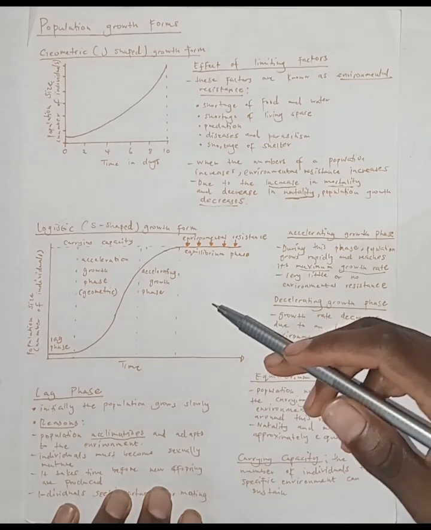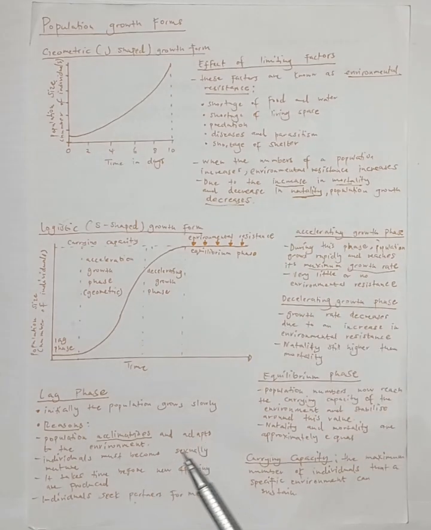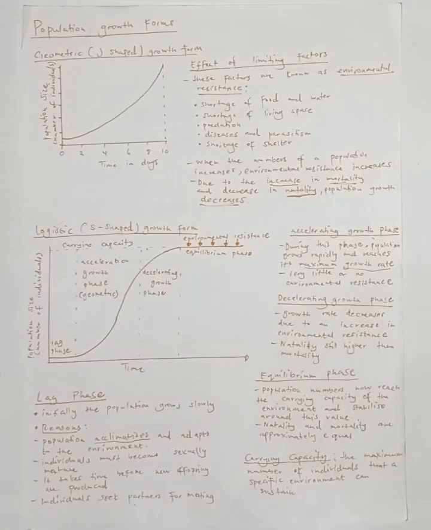So moving on, it acclimatizes and adapts to the environment. So that means the population gets used to this new environment that it has moved into. And then individuals must become sexually mature. Then it takes time before new offspring are produced. Individuals seek partners for mating. Alright, so that's all about lag phase.